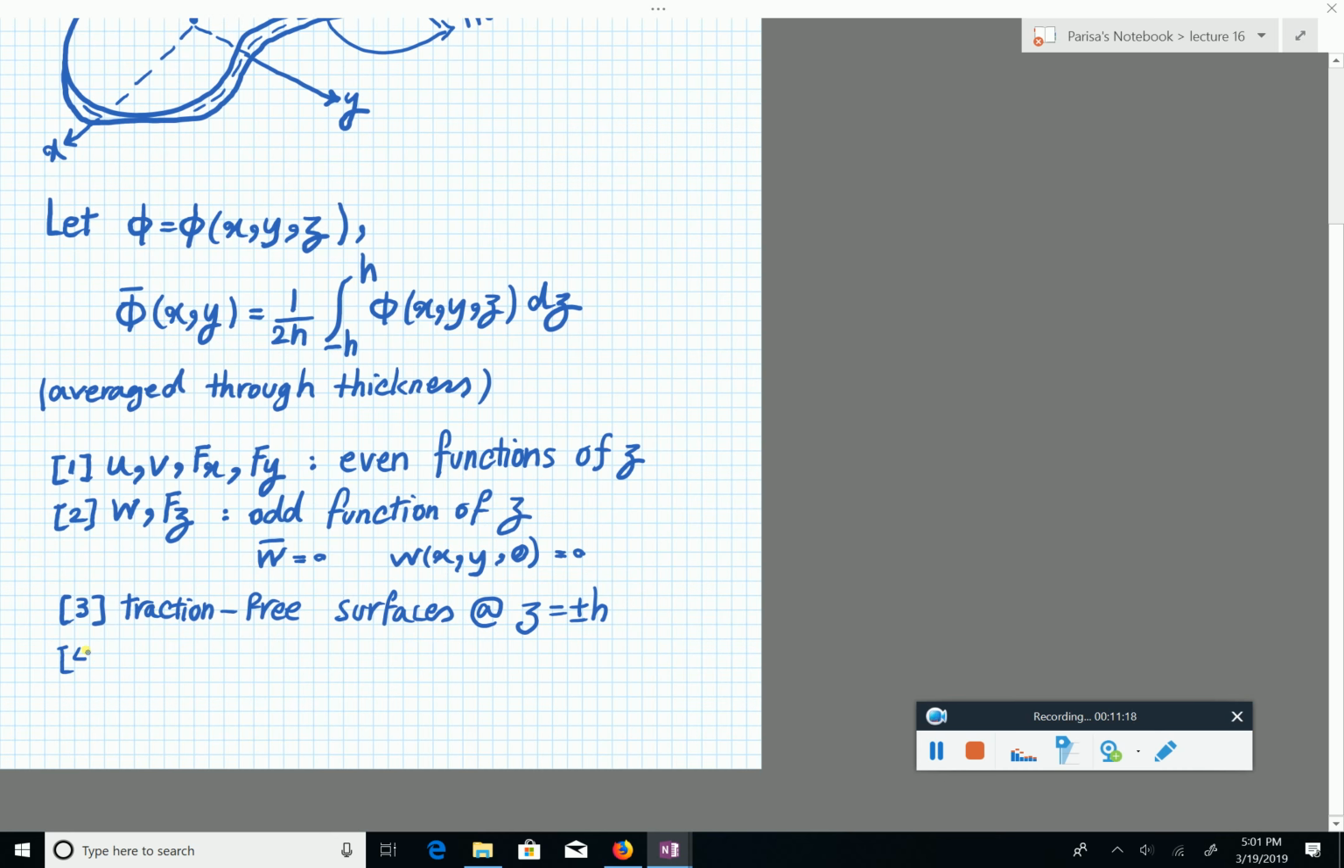And the averaged value of sigma zz would be also 0. So the averaged out-of-plane stress component, you want that also to be 0. So that's kind of the definition of this generalized plane stress.